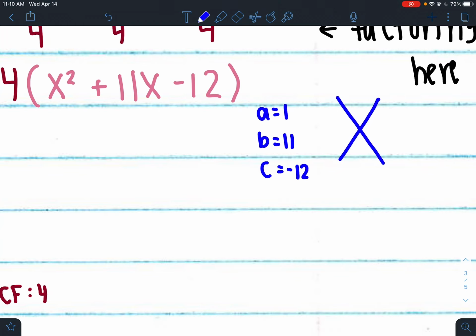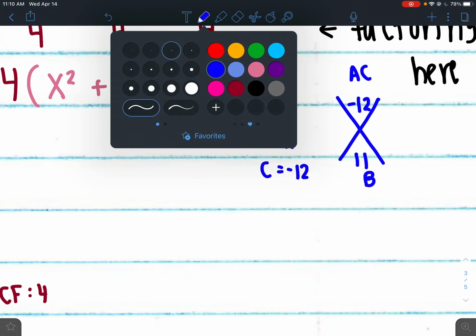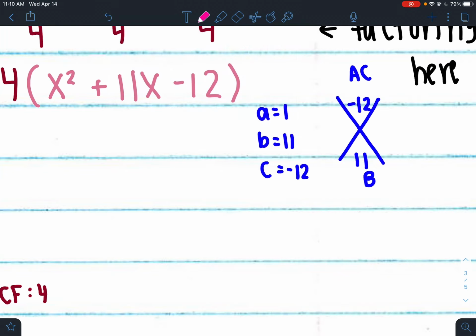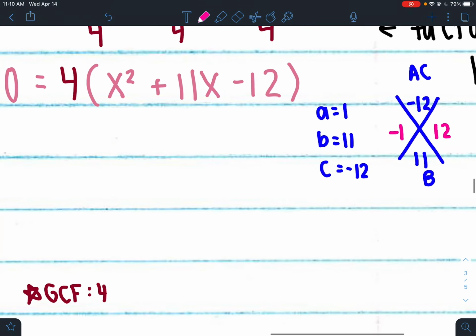We make our x for our AC, so AC on top, B on the bottom. A times C is 1 times negative 12, which is negative 12, and B is positive 11. The next step is you're looking for two numbers that multiply to negative 12, but add to make 11, which are going to be negative 1 and positive 12.